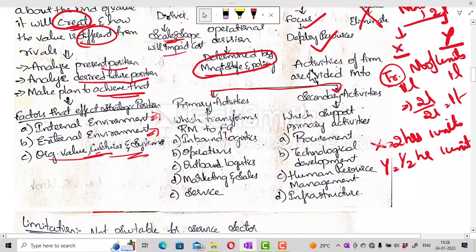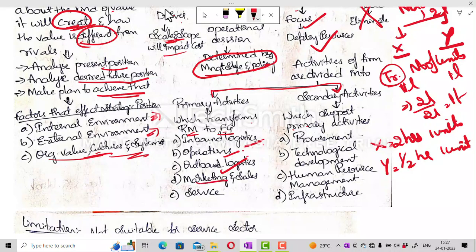Primary activities are all the activities that transform the raw material into finished goods, and they include inbound logistics. It means purchasing the raw material, storing it and distributing it to the production line. Operations means processing of the raw material into finished goods. Outbound logistics means collecting the processed finished goods, storing them and distributing them to the market, which might be retail or wholesale. Marketing and sales involves advertising and selling of the product. Services are carried out after sales. So all these are primary activities.